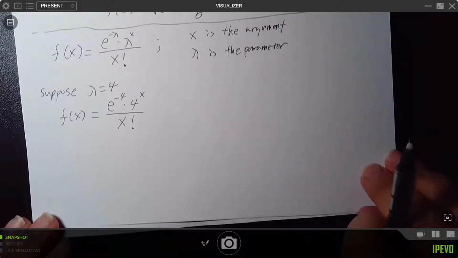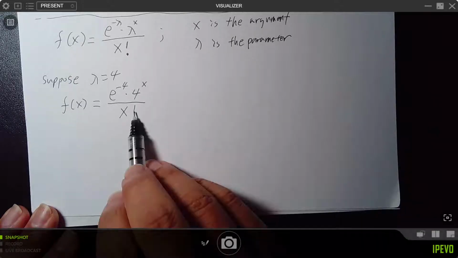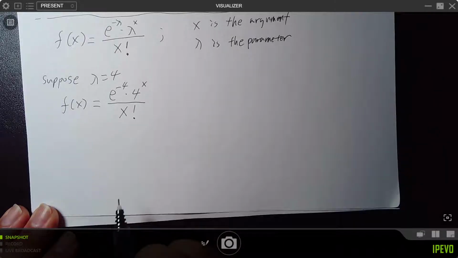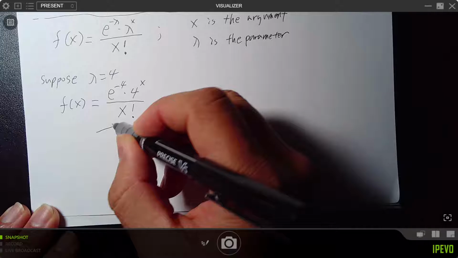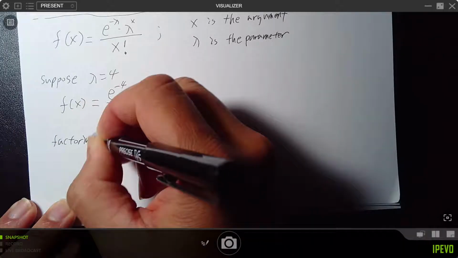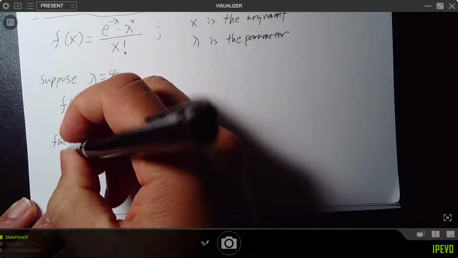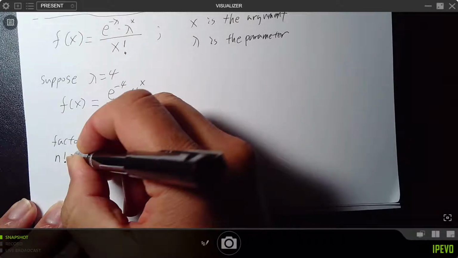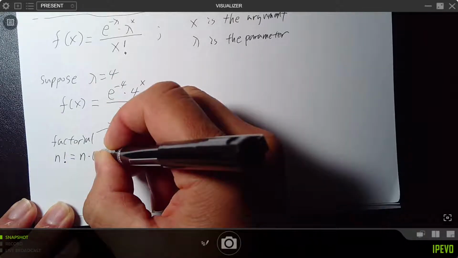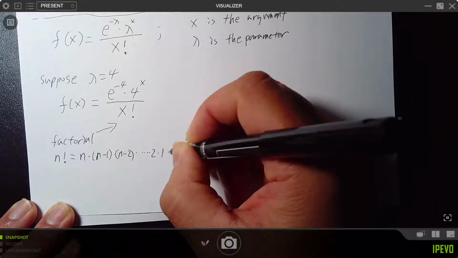Now, by the way, some of you might have forgotten this exclamation point. What does this mean in math? This means factorial. So what is factorial? Factorial, by definition, is a simple mathematical process. For example, if I have n factorial, this simply equals n times n minus 1 times n minus 2 times all the way to 2 times 1, and that's it.